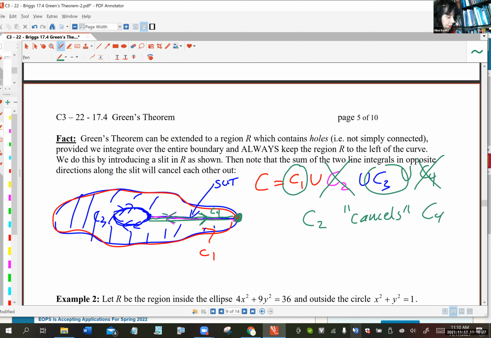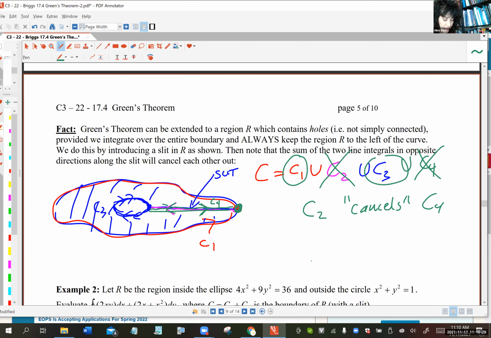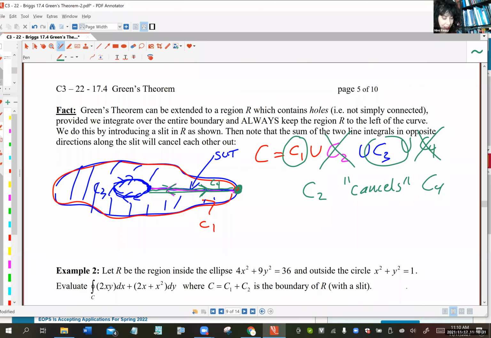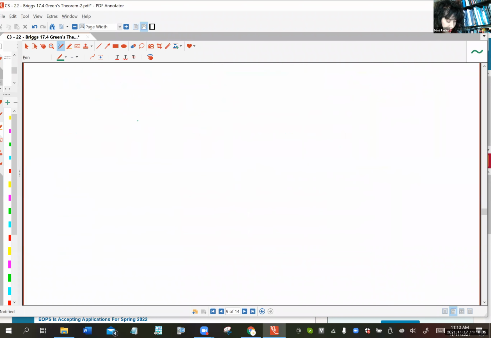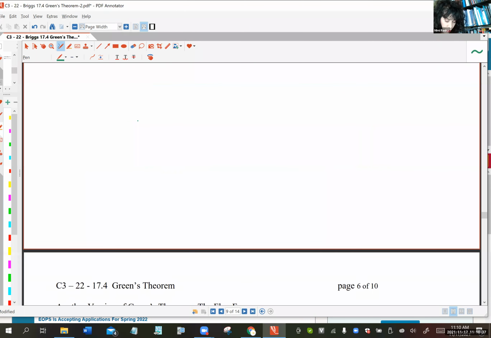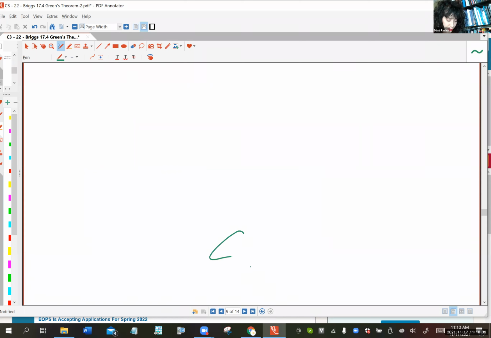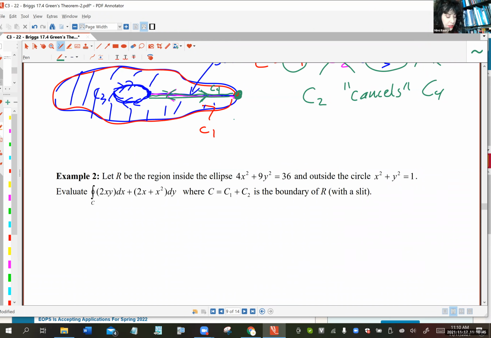Now, how does that help for anything? Well, it just does. Let's take a look at this next example. And I want to remind myself to tell you, what if you have two holes? Or three. We'll do that, but let's do example 2 first. Okay, check out example 2.